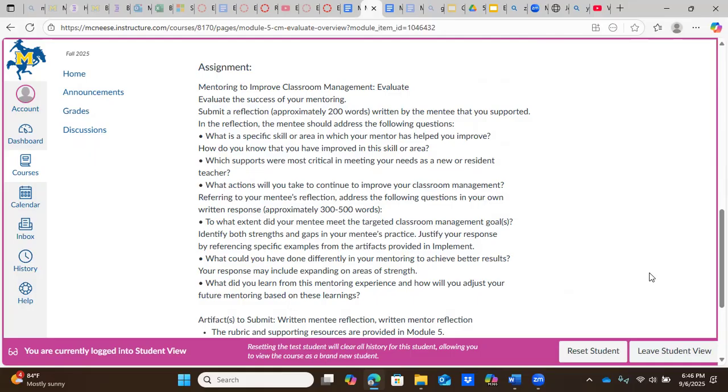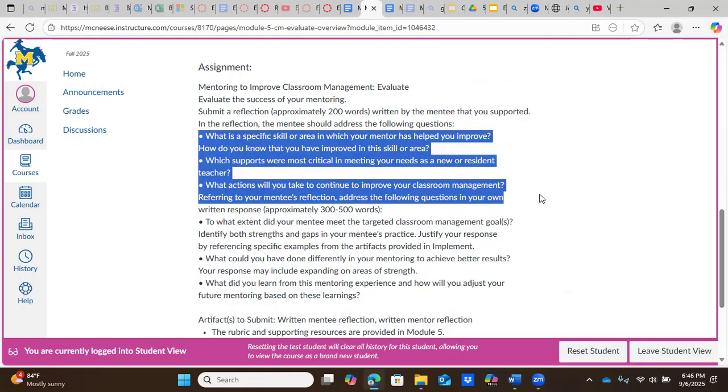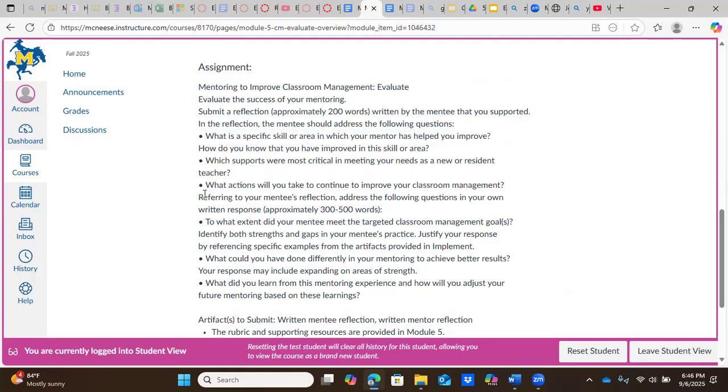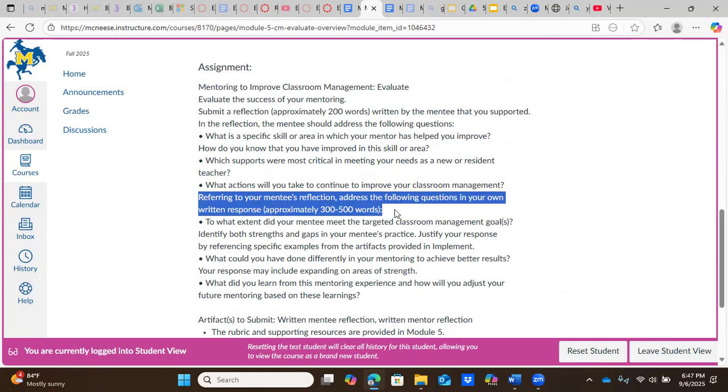What actions will you take to continue to improve your classroom management? Referring to your mentee's reflection. So these are the things that your mentee should be including in his or her reflection. Now you are going to do this portion. Referring to your mentee's reflection, address the following questions in your own written response, approximately 300 to 500 words.